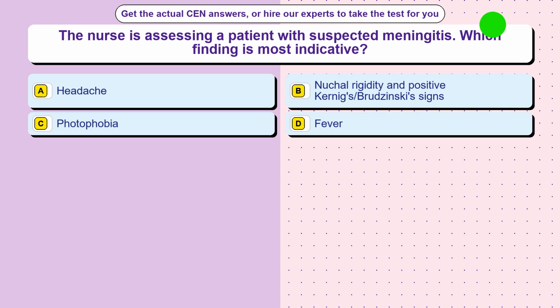Question 51. The nurse is assessing a patient with suspected meningitis. Which finding is most indicative? Option A, headache. Option B, nuchal rigidity and positive Kernig and Brudzinski's signs. Option C, photophobia. Option D, fever.